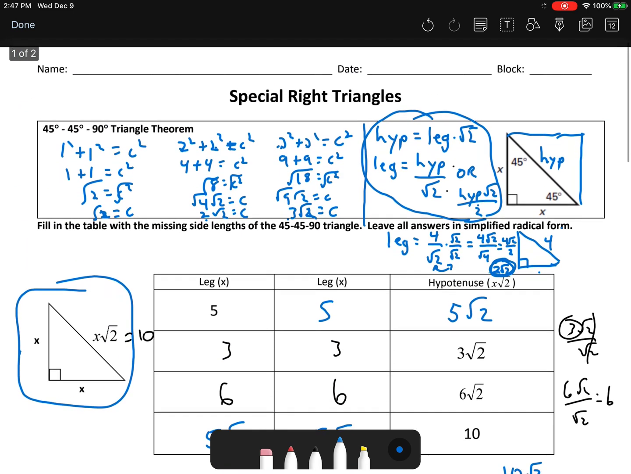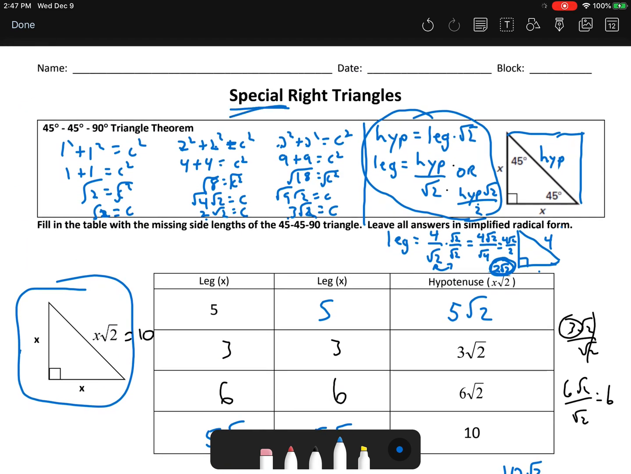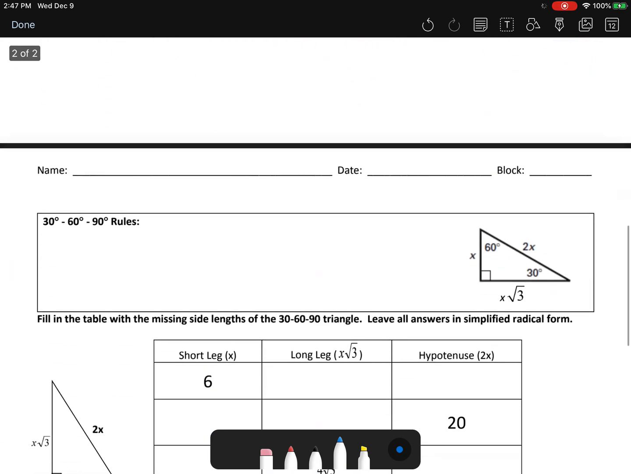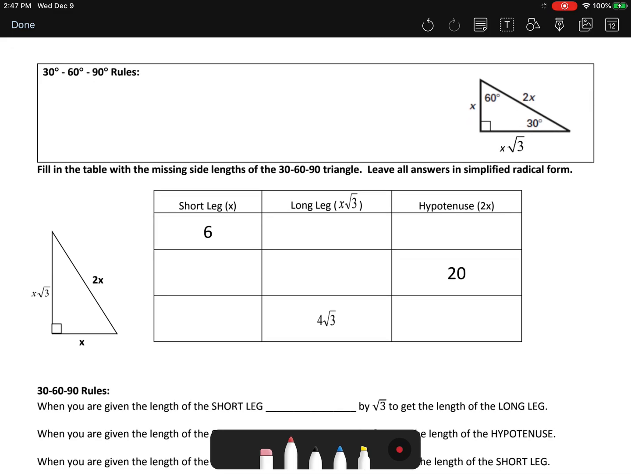Now those are 45, 45, 90s. Those are the first special right triangles, half of a square. Now the next triangle we're going to talk about is a 30, 60, 90. A 30, 60, 90 is half of an equilateral triangle, okay? So all the sides are equal, and you told me before, you've said it, those are 60. All the angles are 60. Well, if you take half of 60, you get a 30, okay?